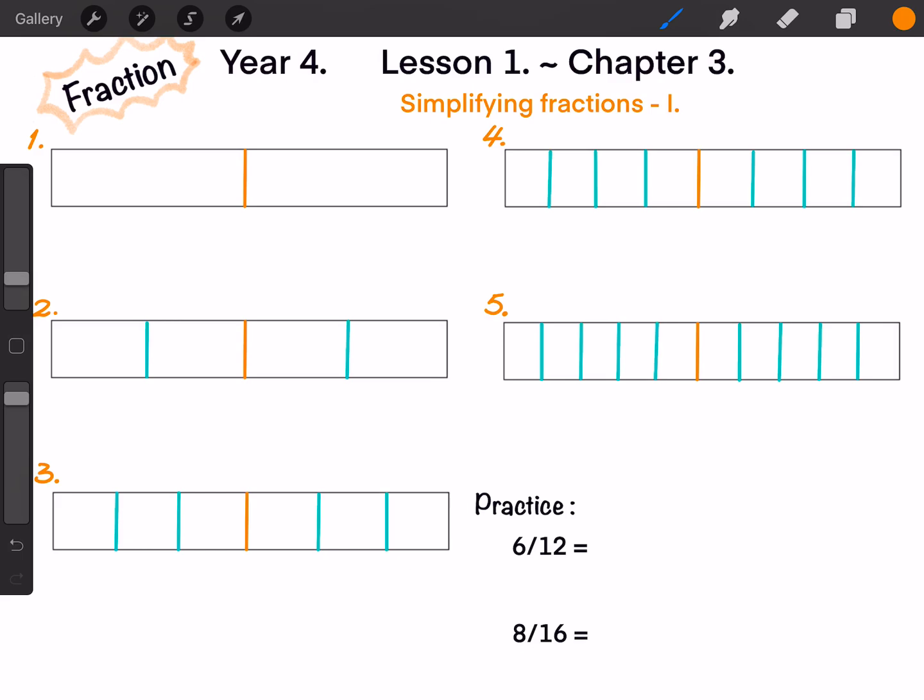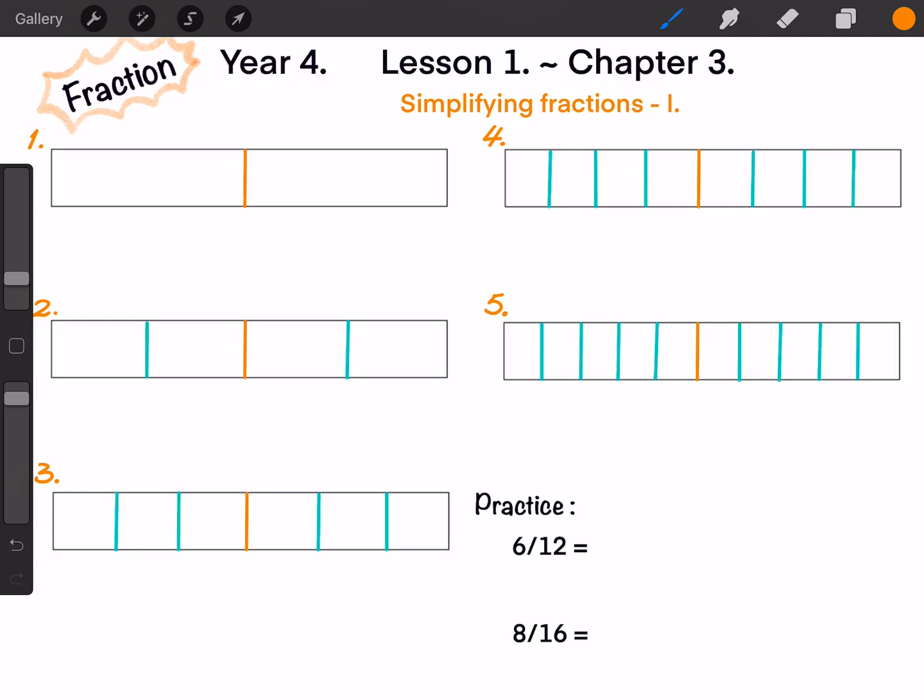In Year 4, Lesson 1, Chapter 3, we will introduce simplifying fractions. What does this mean? Please follow me. There are 5 rectangles. They are exactly the same. Now, let's look at the first rectangle.